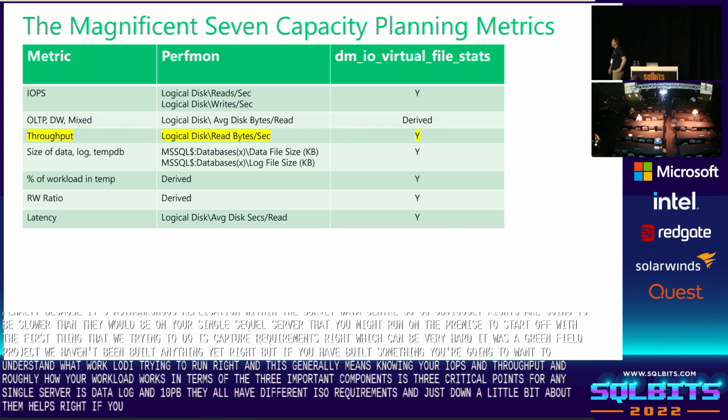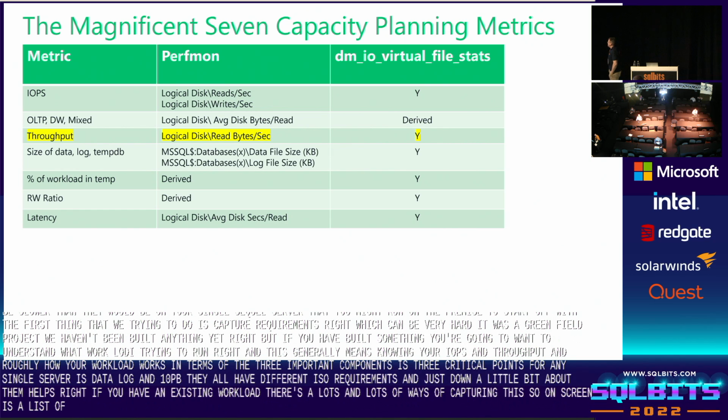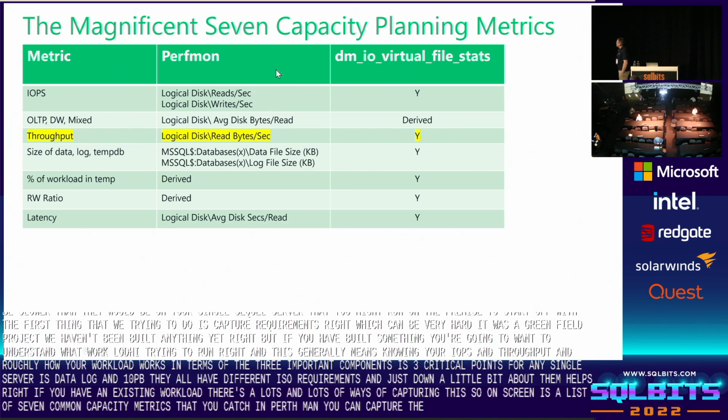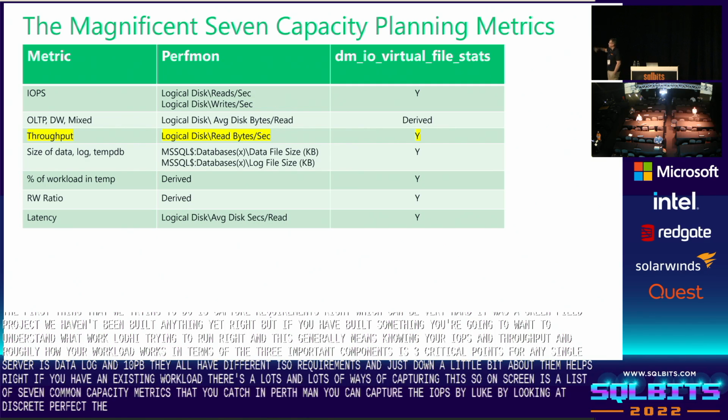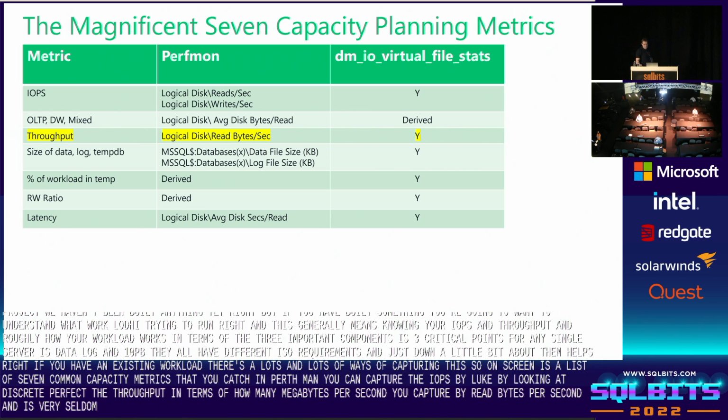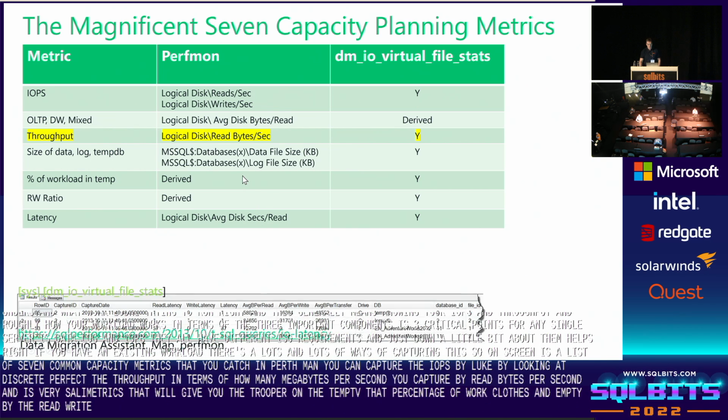If you have an existing workload, there's lots and lots of ways of capturing this. So on screen is a list of 7 common capacity planning metrics that you can capture in perfmon. You can capture the IOPS by looking at disk reads per sec, the throughput in terms of how many megabytes per second you can capture by read bytes per second. And there's various other metrics that will give you the throughput on the tempdb, the percentage of workload in tempdb, the read-write ratio, and so forth.